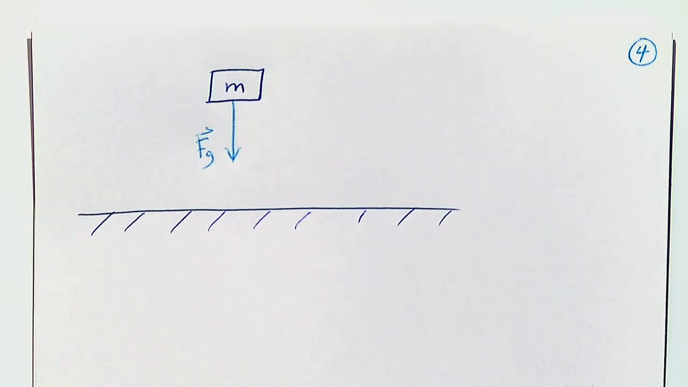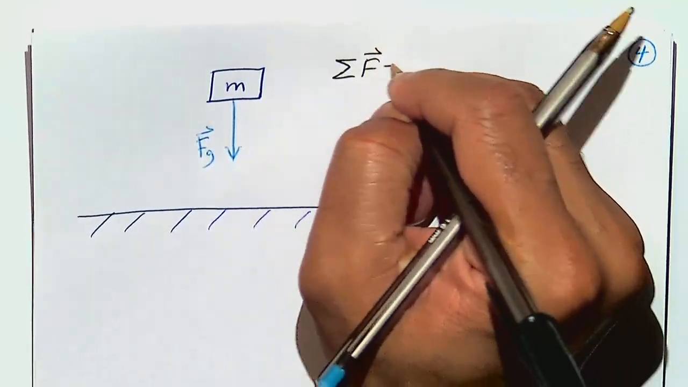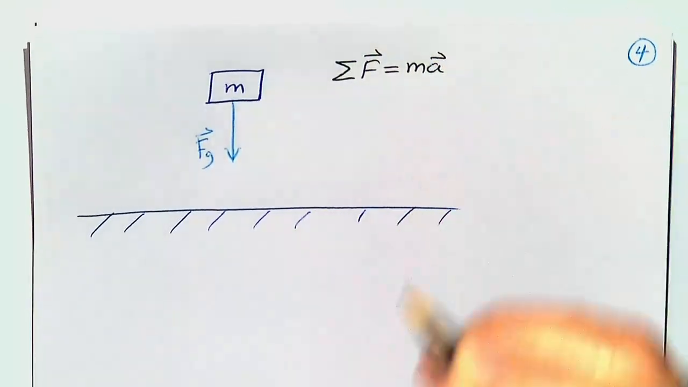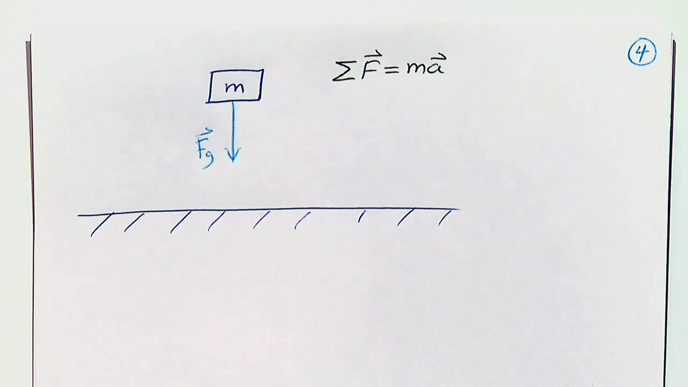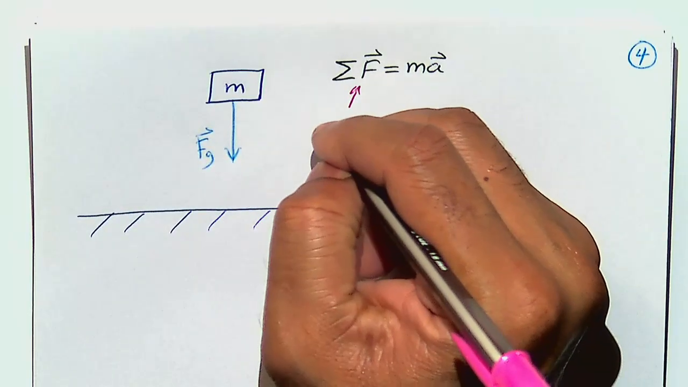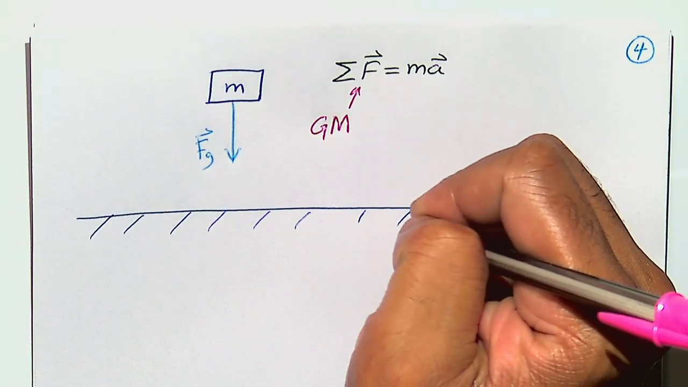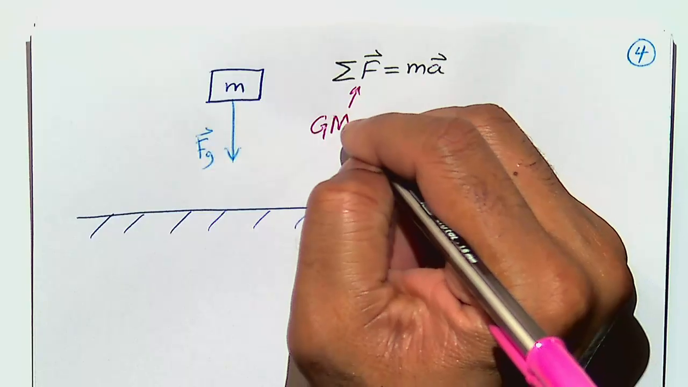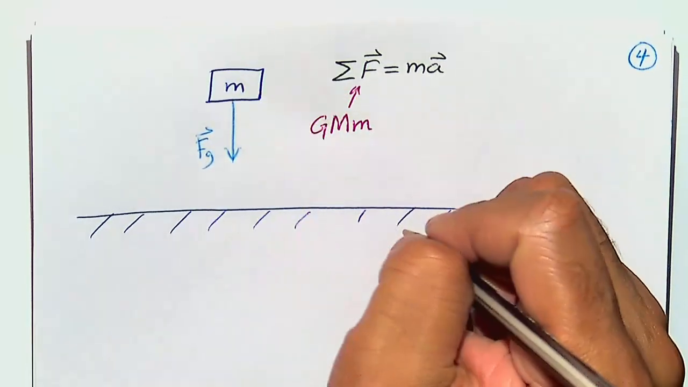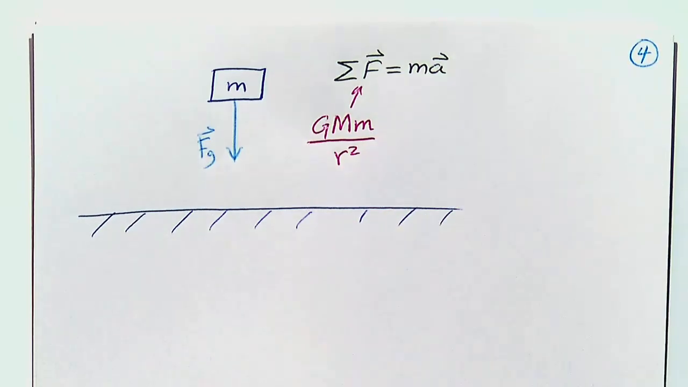And so now you know how to do this. Sum up the forces is equal to ma. Now, what's the net force? Well, we know now what it is. It's big G. I'm going to use big M to represent either the moon or the earth, the massive object this is on, and then little m for that object itself, and then we're going to divide by r squared.